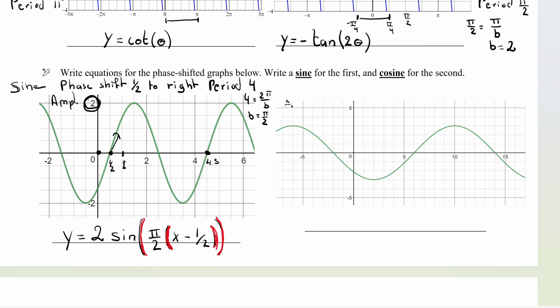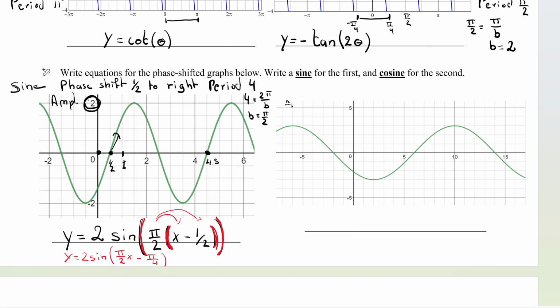Because if we would rewrite that without that extra set of parentheses, this will become y is equal to 2 sine pi over 2x minus, and then that would become pi over 4. And those two are equivalent, right? Because that would just mean I distributed this pi over 2 there. So you have to be careful. If you don't want to distribute this pi over 2 b value, then you need that extra set of parentheses.